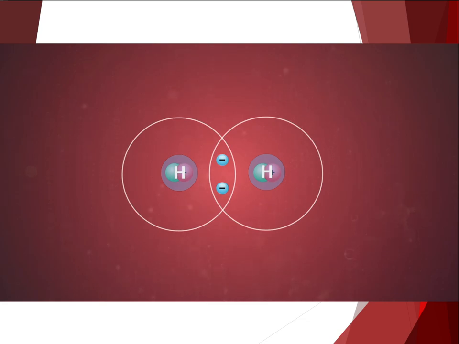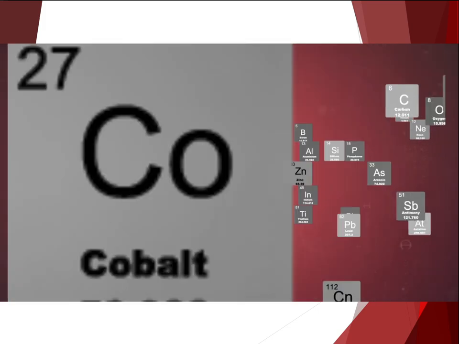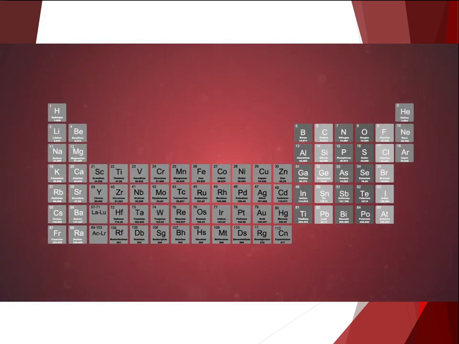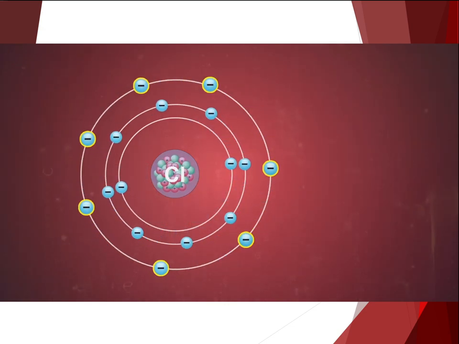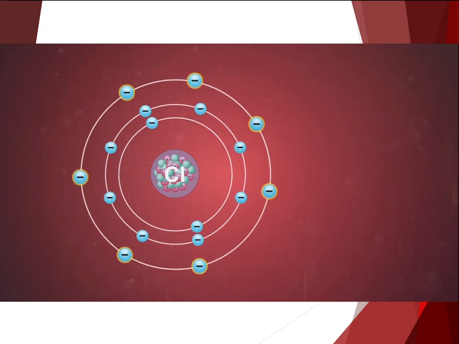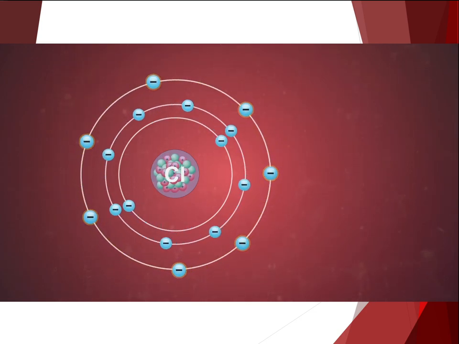Here, each hydrogen atom contributes one electron and shares one from the other atom, giving both outer shells two electrons. Other groups of elements that don't have full outer shells, such as halogens, also make molecules with covalent bonds. For example, chlorine has 7 valence electrons in its third shell. It needs 8 to become full.